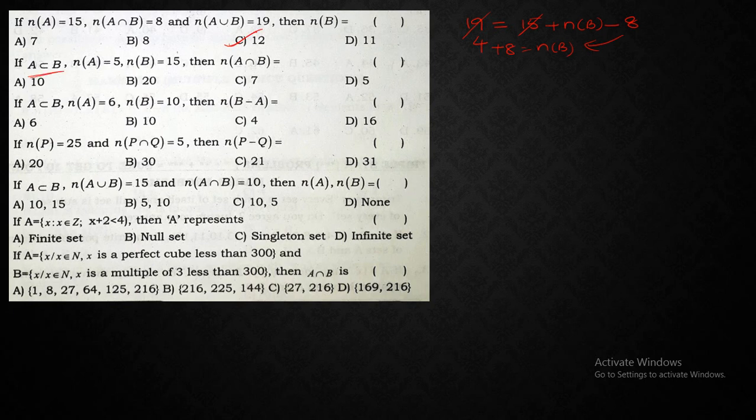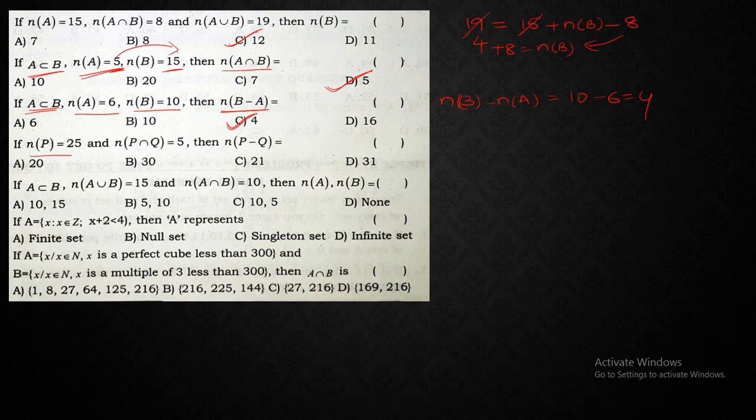Next, A subset of B. That means all the elements of A are present inside B. Then what is the number of elements that are common? Since all the elements of A are present in B, only those elements will be in common, right? So the answer is 5. Next, if A subset of B, n of A is equal to 6, n of B is equal to 10, then what is he asking? n of B minus A. So n of B minus A is nothing but n of B minus n of A directly. So 10 minus 6, which gives me 4. So the answer is 4.